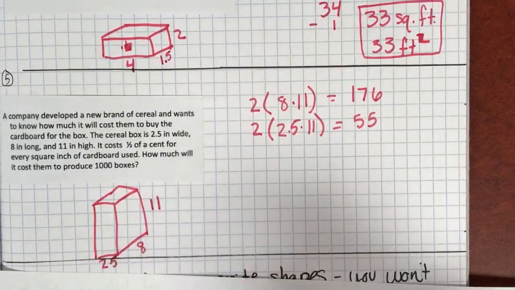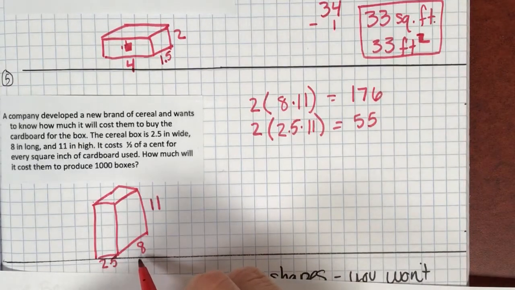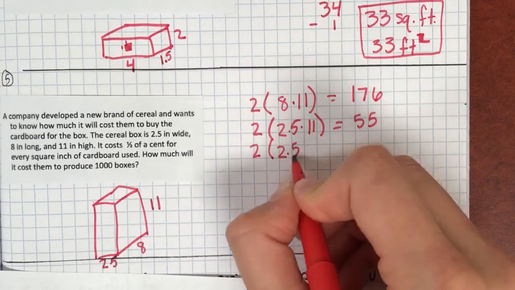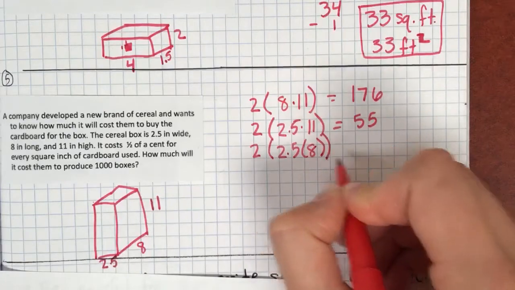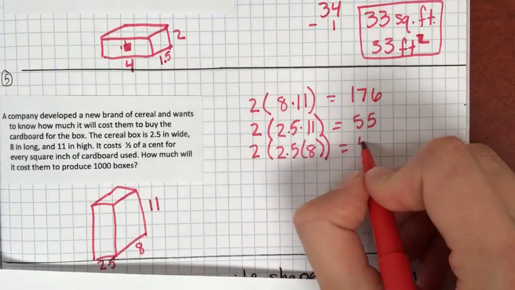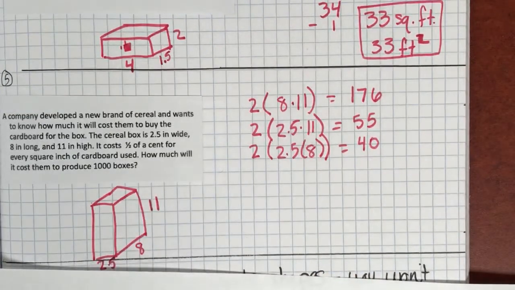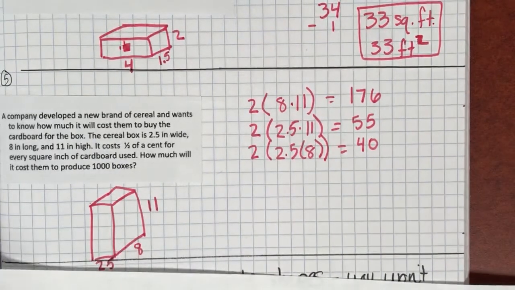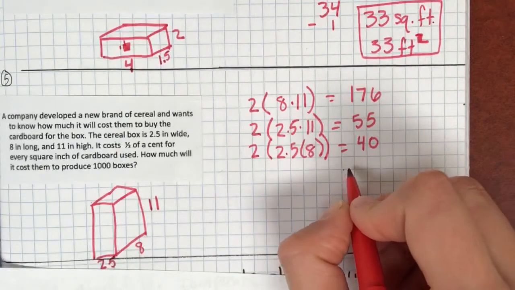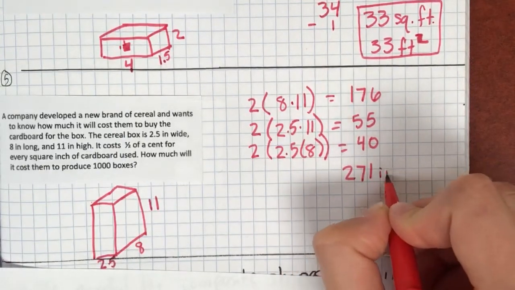And then, let's see, what's our last? We need our 2.5 times 8. All right, and 2.5 times 8, let's see. That would be 20, and twice would be 40. All right, so we're going to add all these up together, and we get 271. And this is inches squared.